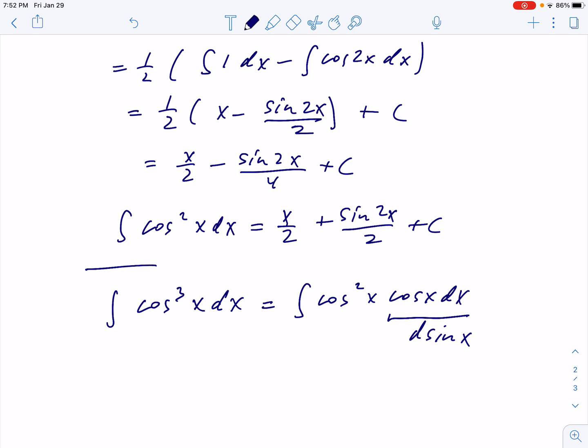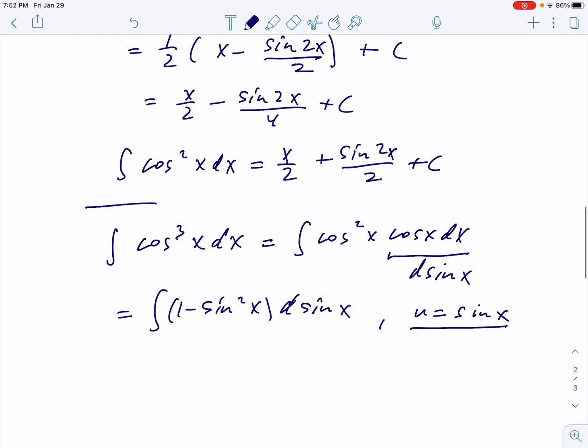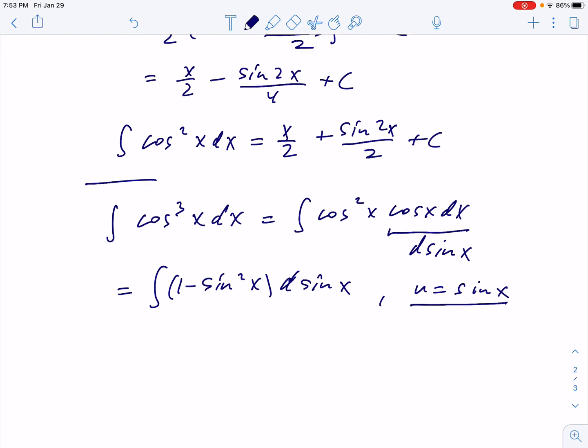What about cosine squared? Well, cosine squared is 1 minus sine squared. So I'm writing integral 1 minus sine squared x d sine x. At this point, if you insist, you can put u equals sine x or a new variable, or you can just stay with sine. If I distribute the integration, this will be integral d sine x minus integral sine squared x d sine x. So integration is according to sine x.